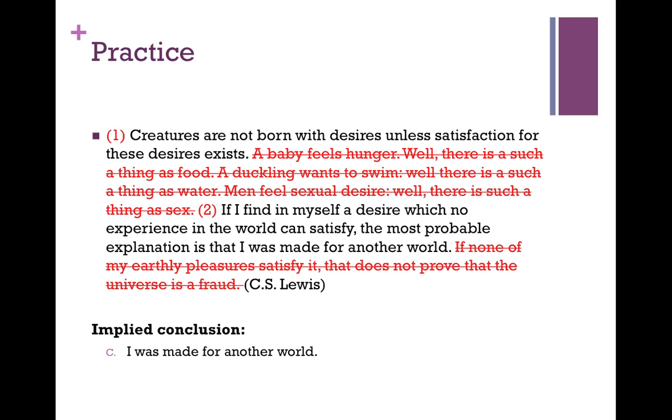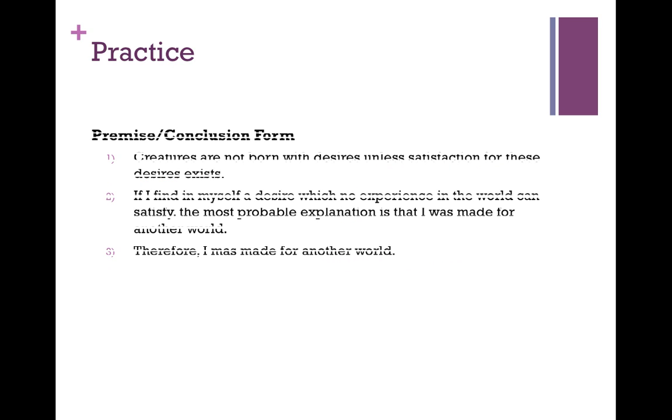So as I understand this, 2 is really a premise that implies I was made for another world. Now, if we were to put this argument in premise-conclusion form, we're going to do it just as follows. Premise 1, creatures are not born with desires unless satisfaction for these desires exists. Premise 2, if I find in myself a desire which no experience in the world can satisfy, the most probable explanation is that I was made for another world. Therefore, I was made for another world.